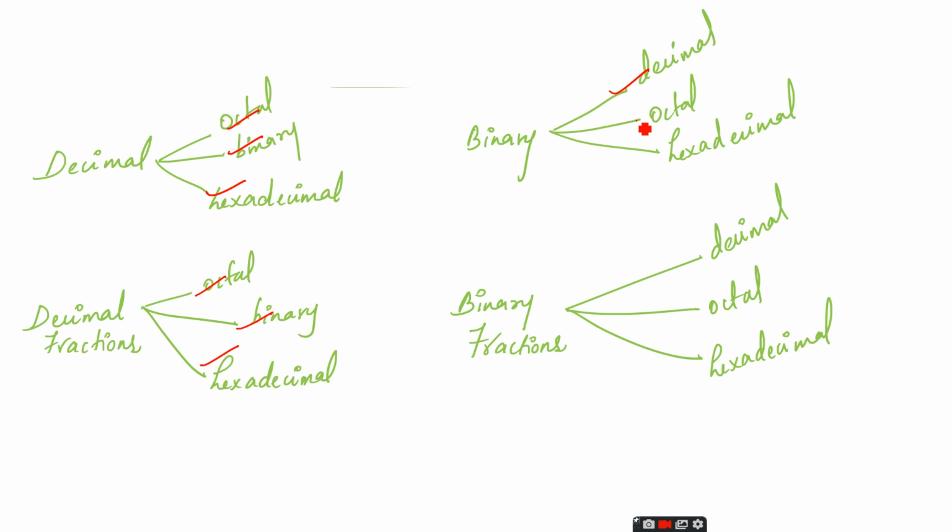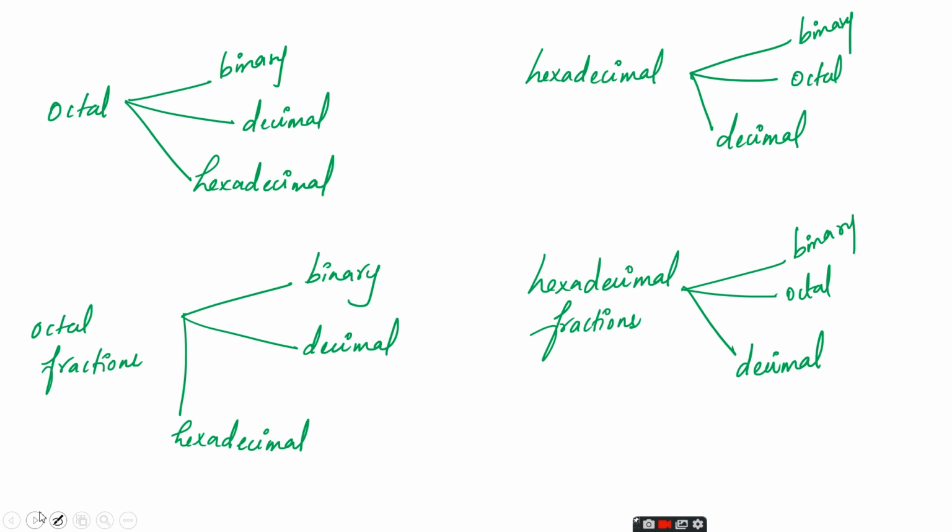Then binary to decimal, binary to octal, binary to hexadecimal, binary fractions to decimal, binary fractions to octal, and binary fractions to hexadecimal. Then from octal to binary, octal to decimal, octal to hexadecimal. Then octal fractions to binary, decimal, and hexadecimal. And at last, hexadecimal to binary, octal, decimal, and hexadecimal fractions to binary, octal, and decimal. It is easy to convert one number system to another number system.